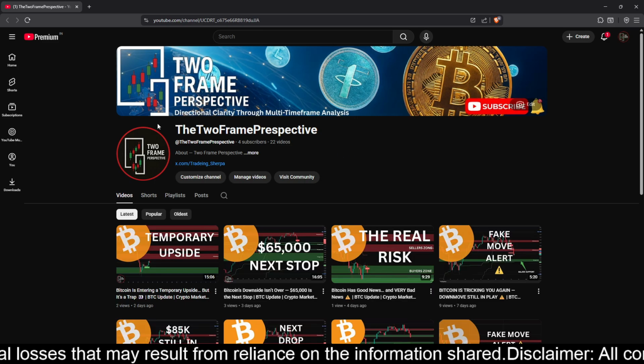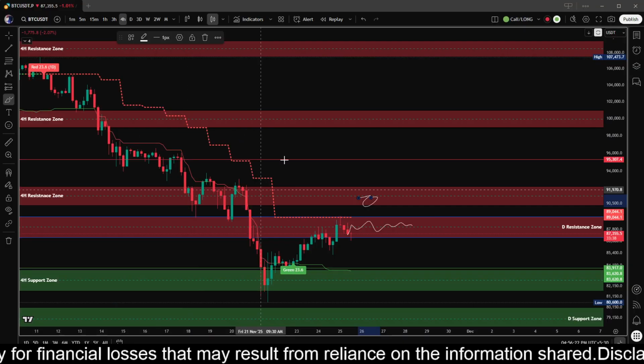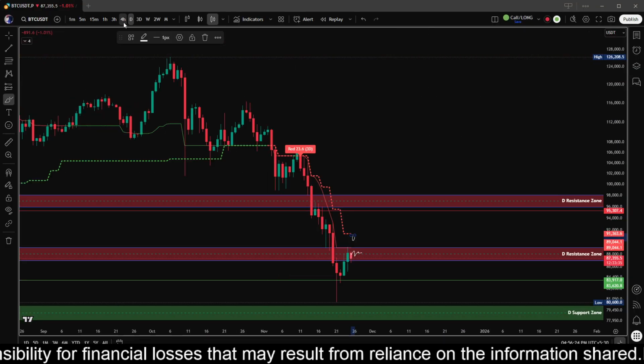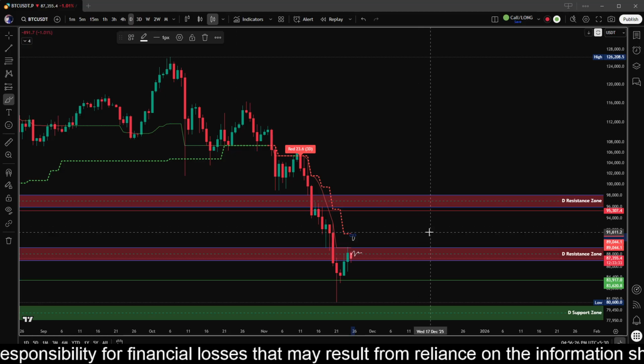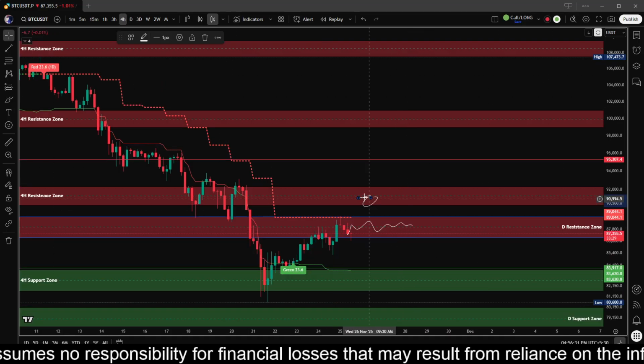And my analysis is all about direction clarity through multi-time frame. This is what I've been trying to share, taking some of the similar to this daily and the 4 hour, and then we have better clarity for the direction.